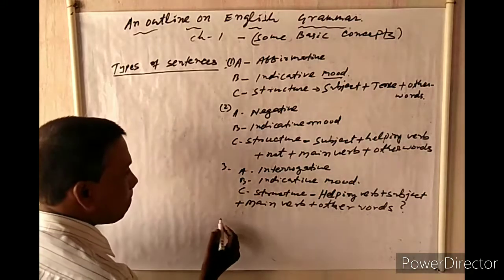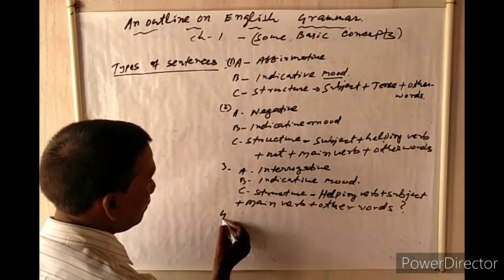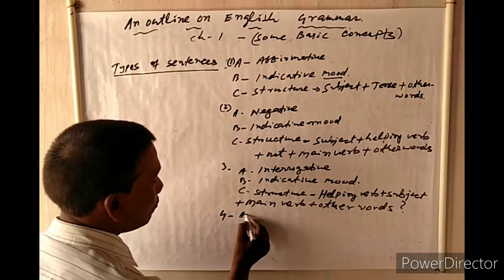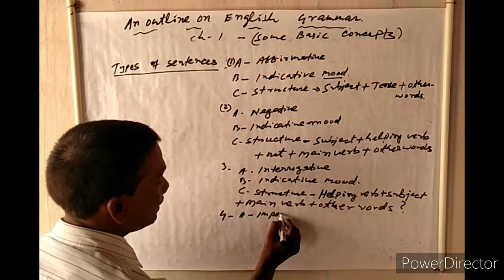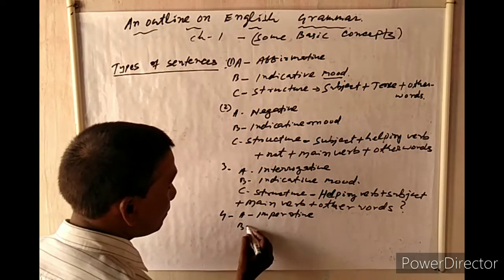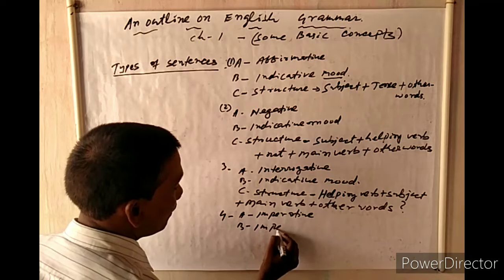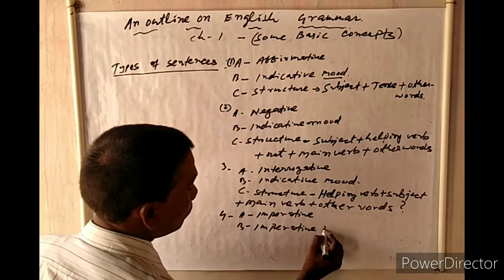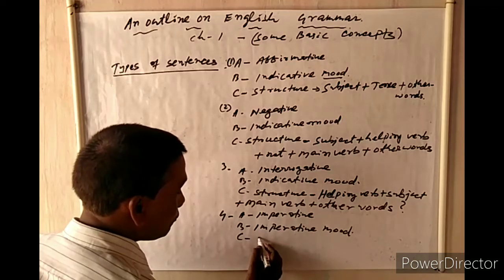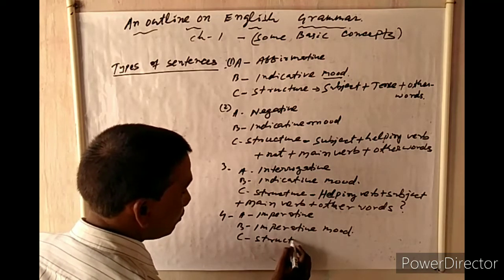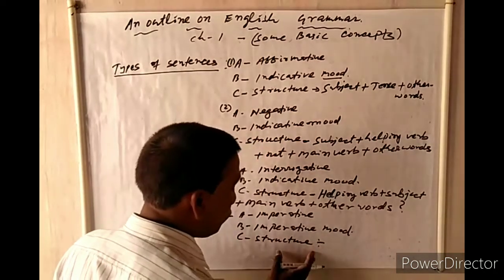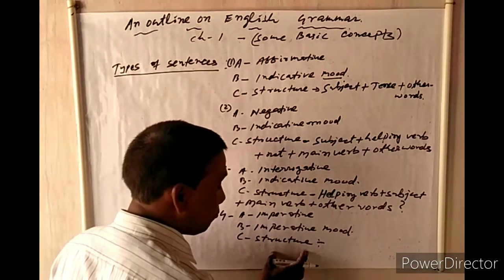That is next. Number 4. हम लोग क्या डिस्कस किए थे? It was meaning wise what? Imperative. Imperative sentence था. मूड के हिसाब से क्या था? Imperative मूड था. स्ट्रक्चर में क्या है? स्ट्रक्चर को अभी हम डिस्कस करेंगे. Now we are going to deal with the structure.